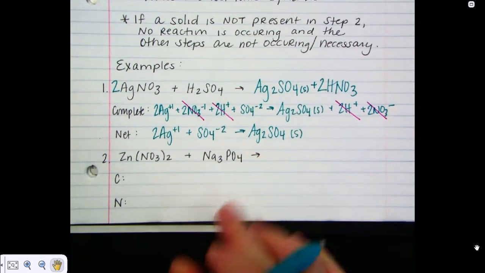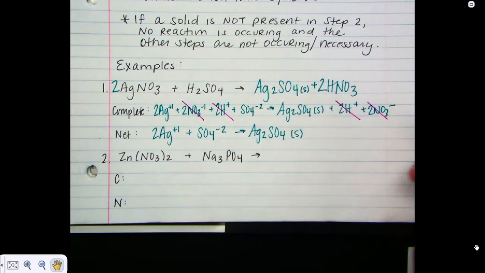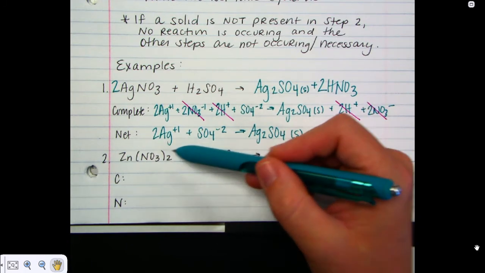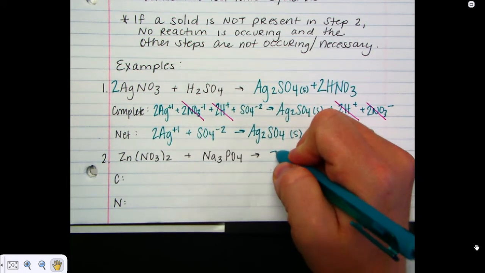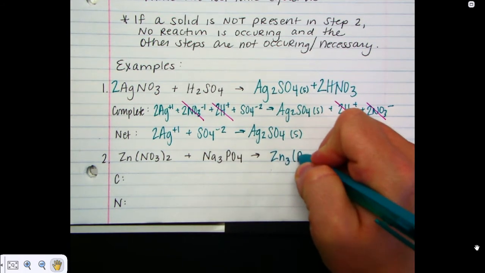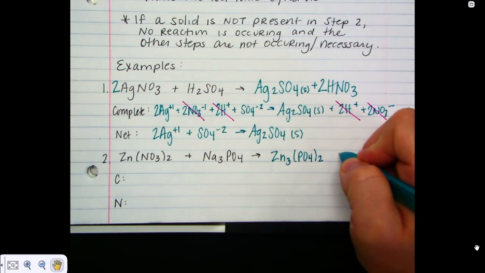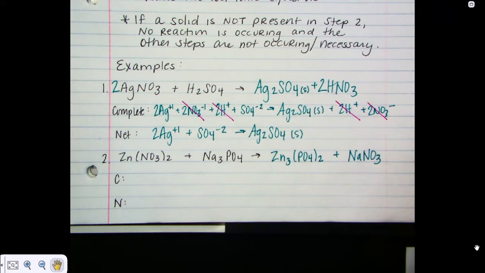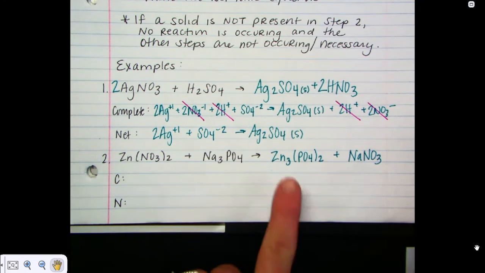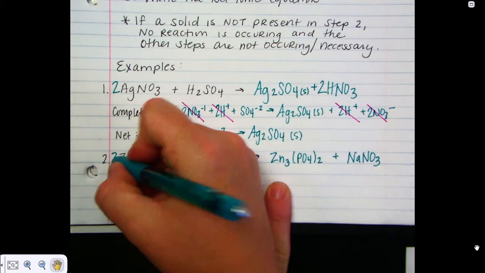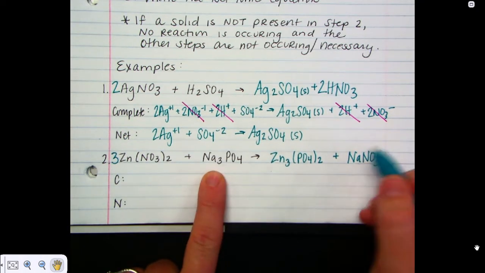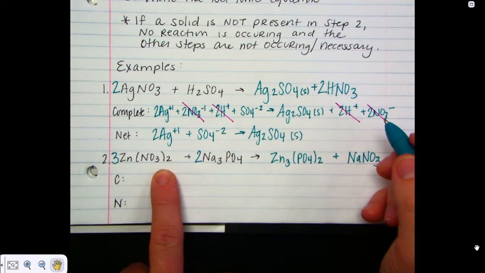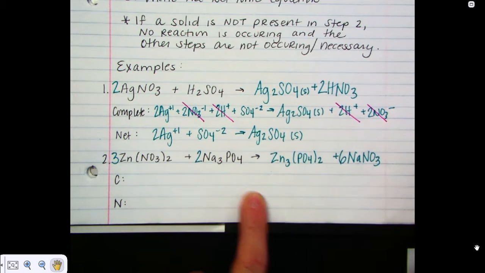So same thing, we have reactants, we need to predict some products. So zinc is going to go with my phosphate, and my sodium is going to go with my nitrate. So that's going to give me Zn3(PO4)2 plus NaNO3. Then I need to balance. So let's see, I've got 3 zinc, so we'll go with a 3 here. 2 phosphate, so put a 2 here. That's going to give me 6 nitrate and 6 sodium, so 6 there.